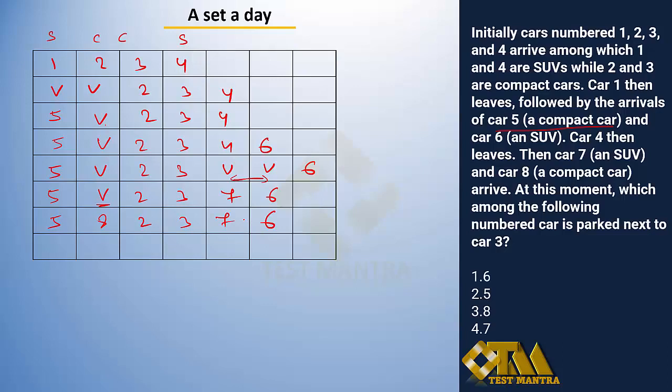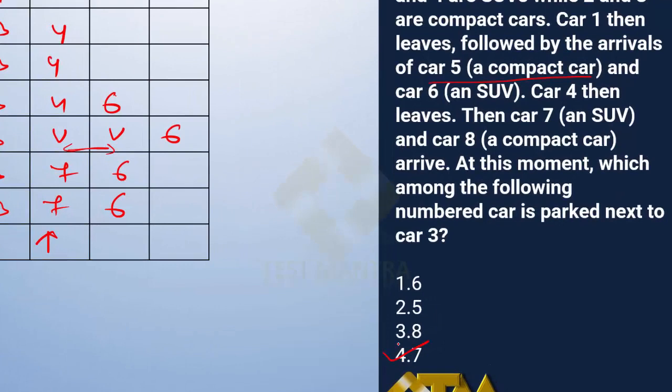At this moment, which among the following numbered cars is parked next to car 3? So next to car 3 I have two cars: car number 7 and car number 2. Although if it's a row, I can say next to is a possibility as the car behind number 3. So that's number 7. The good part is there is no option as car number 2, so we need not be confused with that.